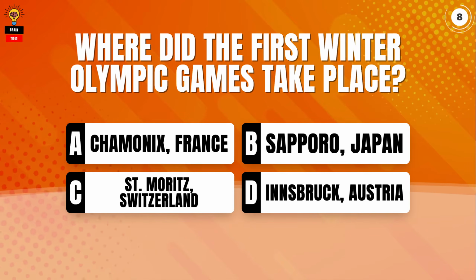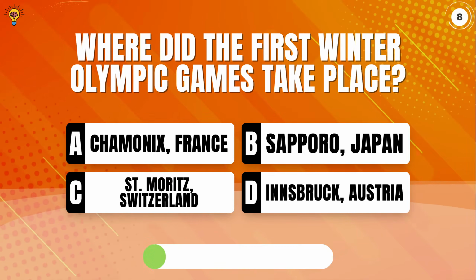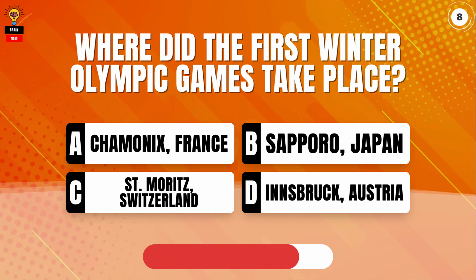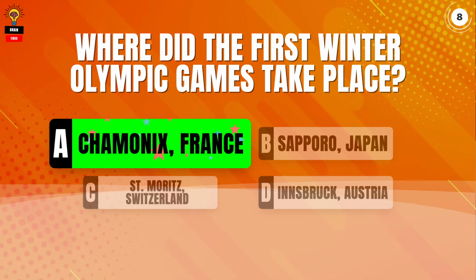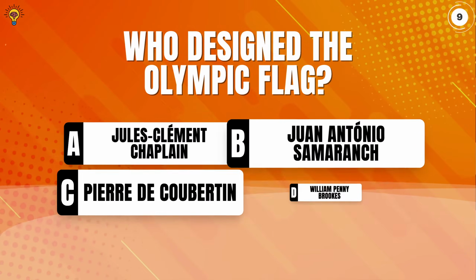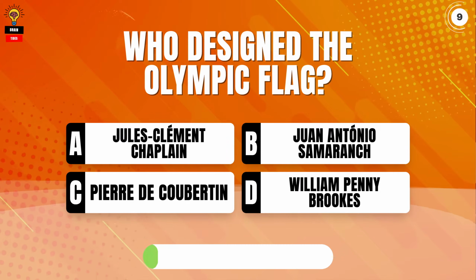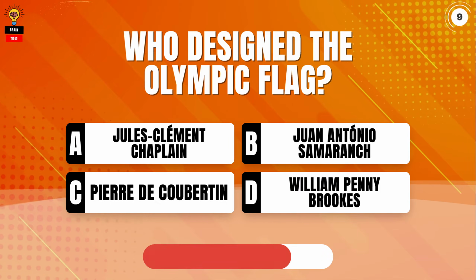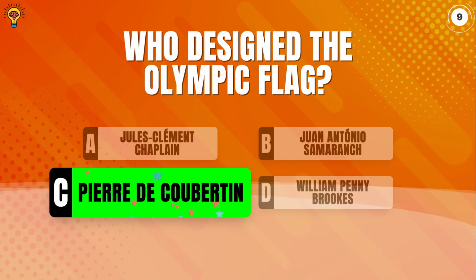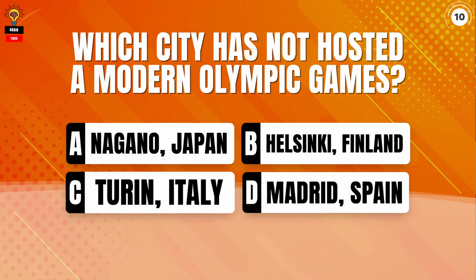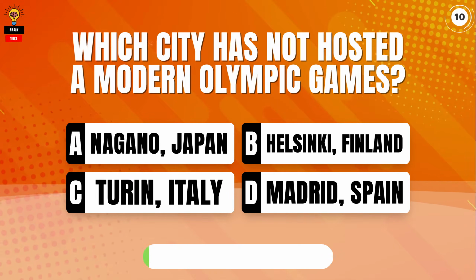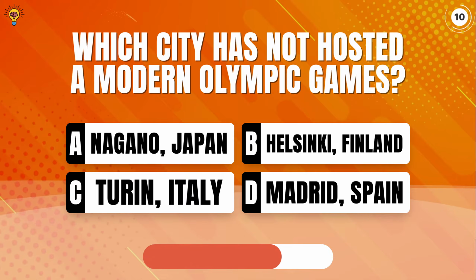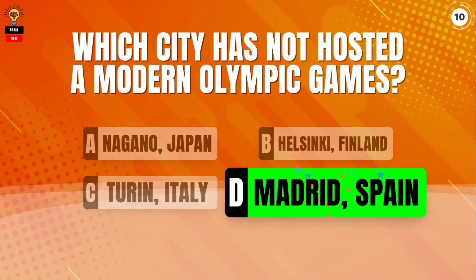Where did the first Winter Olympic Games take place? Chamonix, France. Who designed the Olympic flag? Pierre de Coubertin. Which city has not hosted a modern Olympic Games? Madrid, Spain.